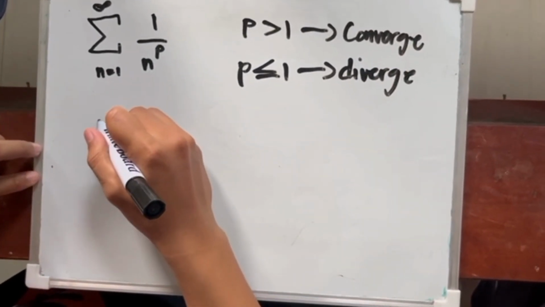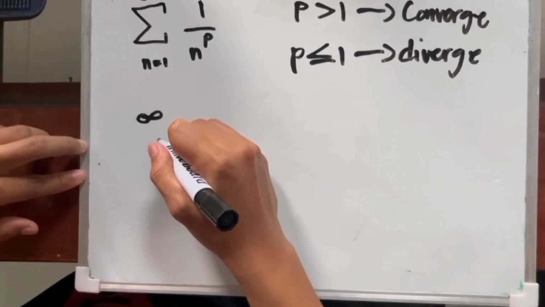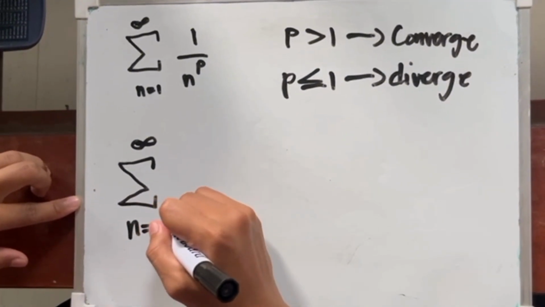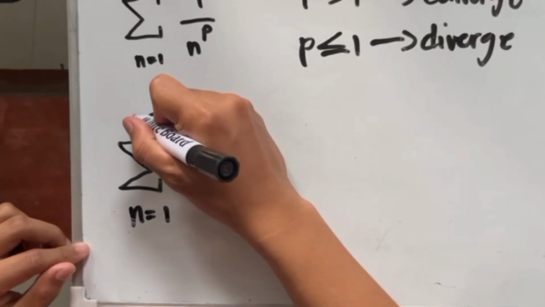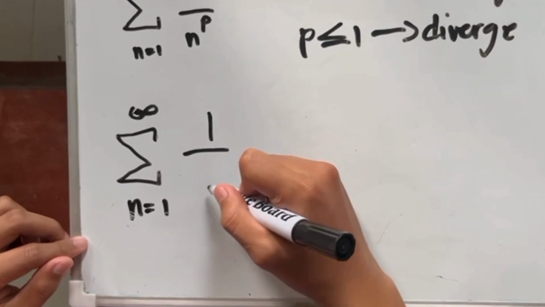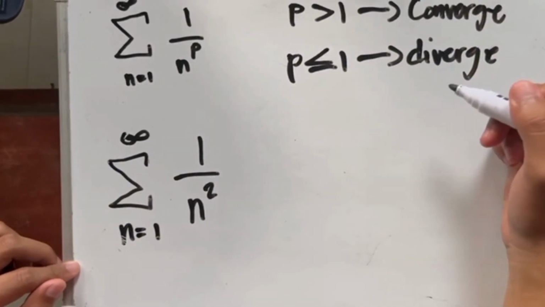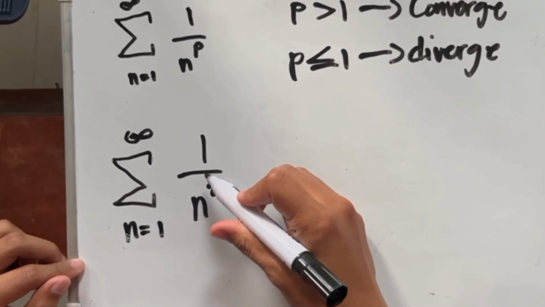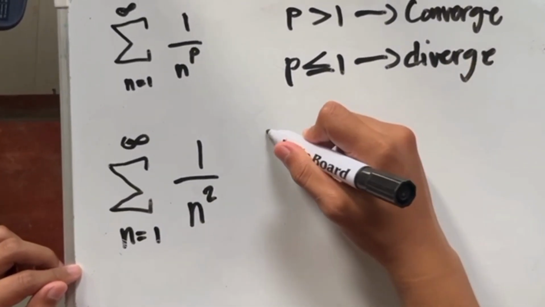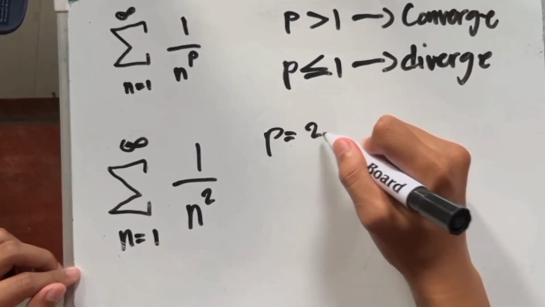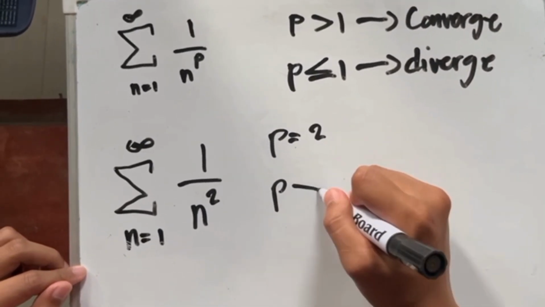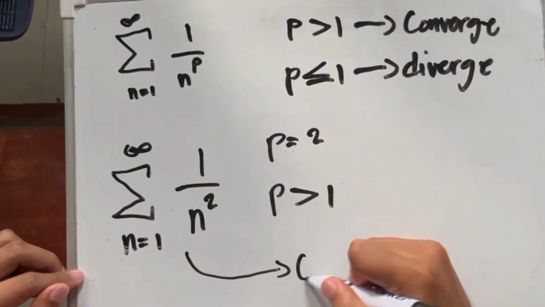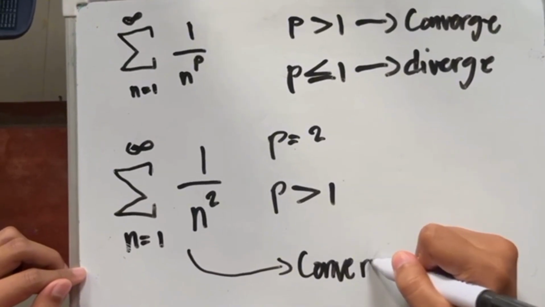Now, let's work on some example problems. Let's start with this series. Let's say that a sub n is 1 over n squared. We can clearly see that p is equal to 2, which means that p is greater than 1. And so the series converges.